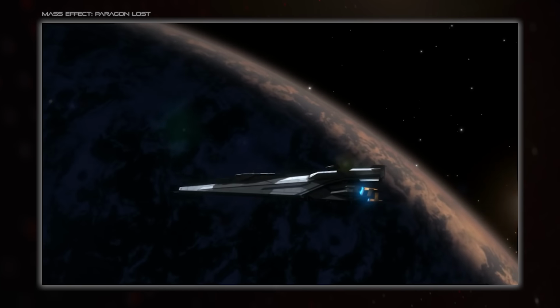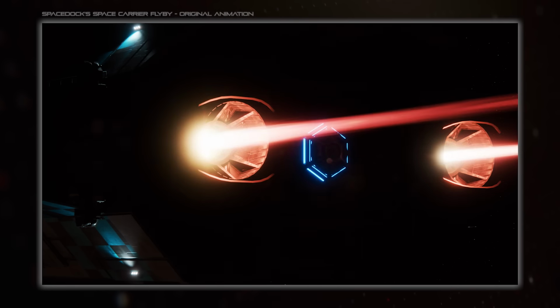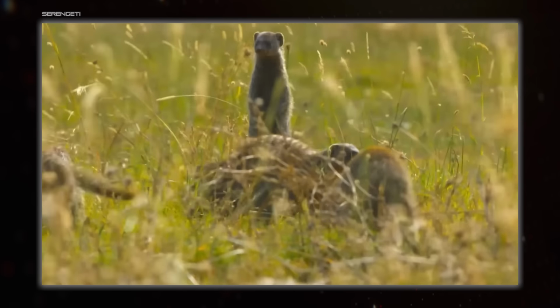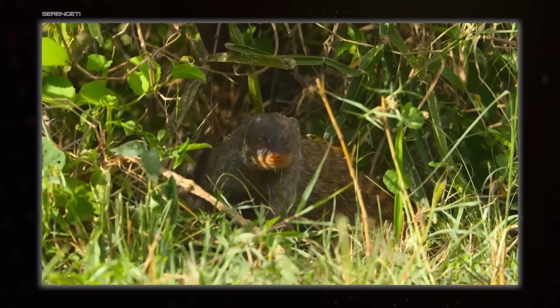But we'll also look at some other naming things too, and even do a worked example going over how we named our space carrier. There's also going to be a mongoose somewhere.